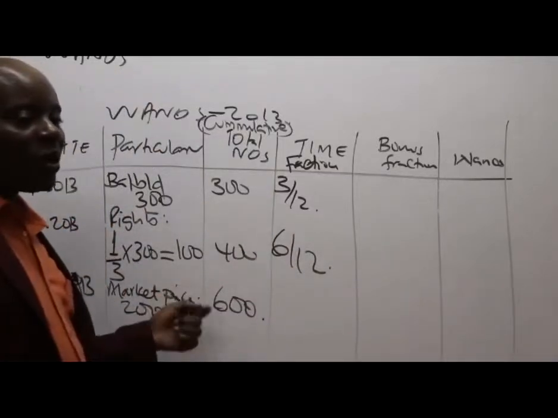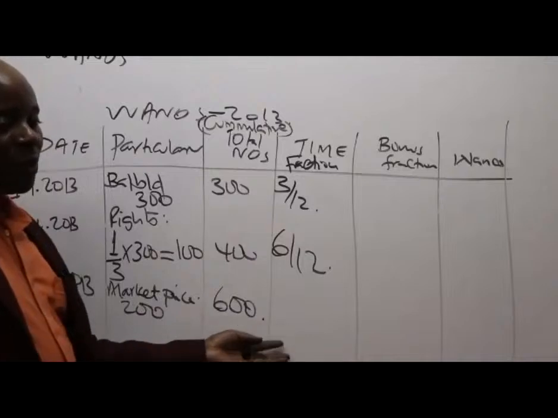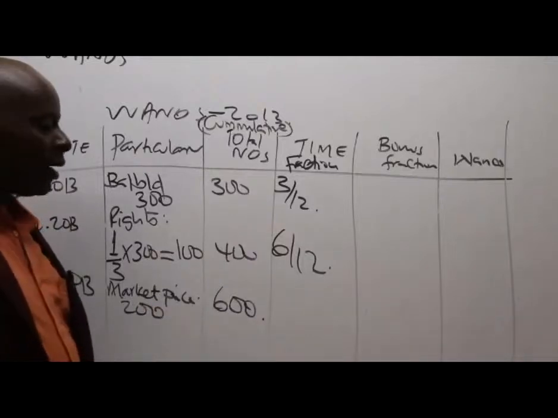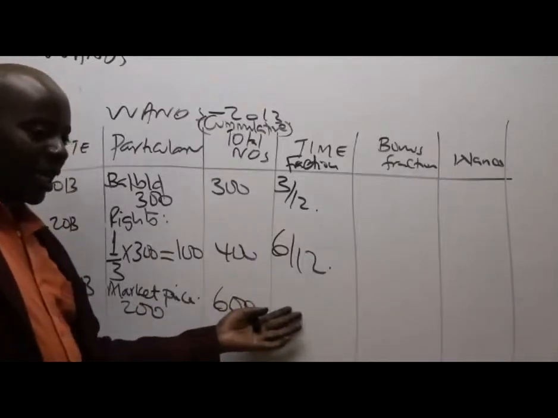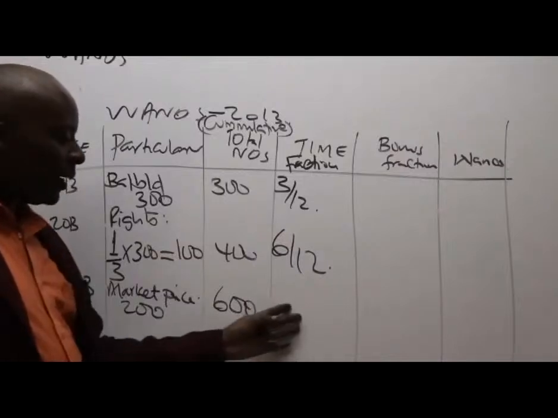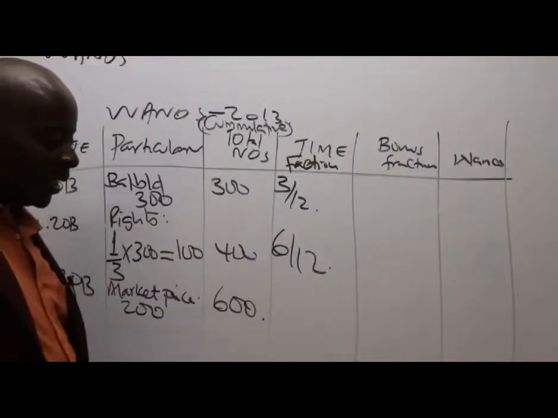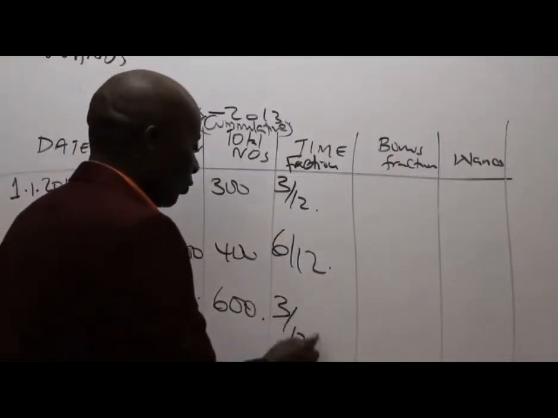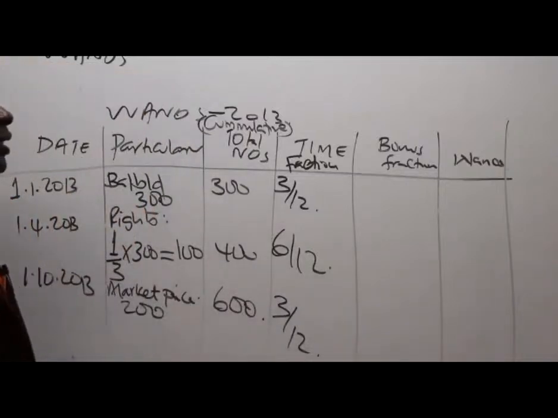And because there were only 3 transactions, even without counting, I know counting at times is not very easy, but because there were only 3, I can use the balancing figure concept. How many months to the end now? It will be 3 out of 12. Ladies and gentlemen, in this question, we had a bonus.